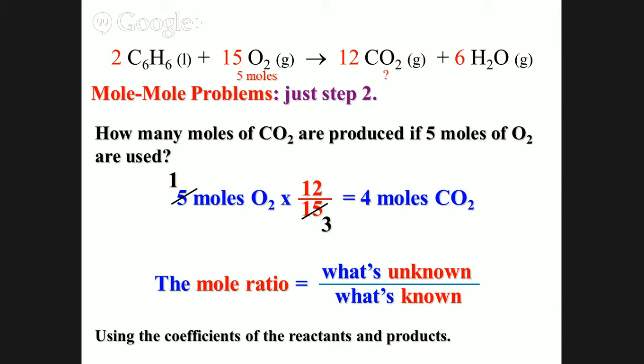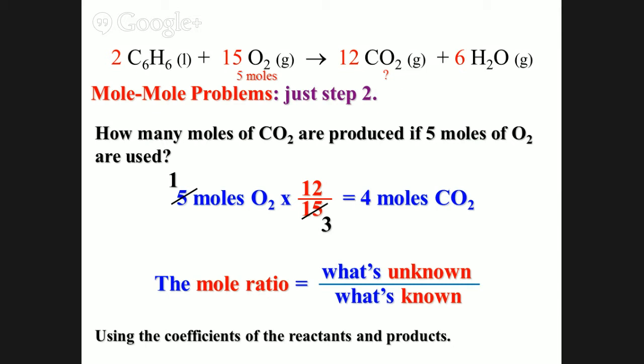Well, what's the question mark in this problem? It's the CO2. That's what I don't know. So that's where the 12 comes from. The 12 is in front of the CO2 in the equation. Where did the 15 come from? Well, that's the number in front of the O2. In other words, it relates in my equation the CO2 to the O2. The question mark is always the part on top.